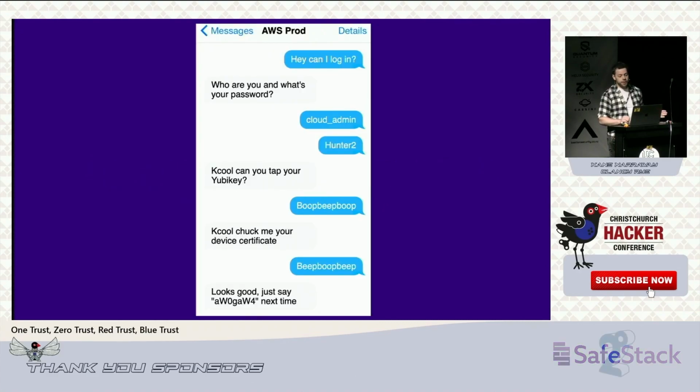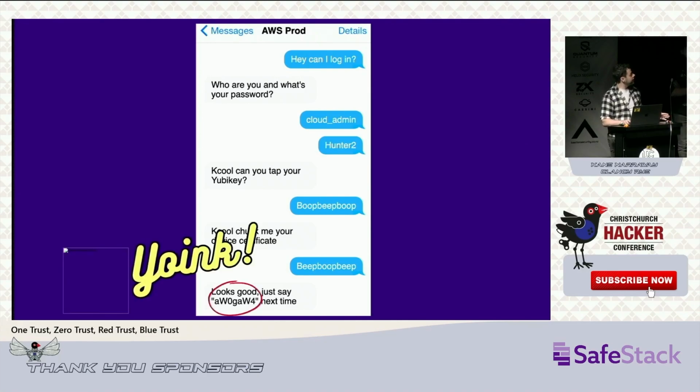So to briefly expand on the power of session token theft, consider the process for logging into a production AWS account. You need to provide your credentials, tap your YubiKey, provide your device certificate, then fulfill several device posture checks before you're let in. And if all of that looks good, you're given a session token to authenticate with. Session token theft essentially boils down this laborious process to yoink.